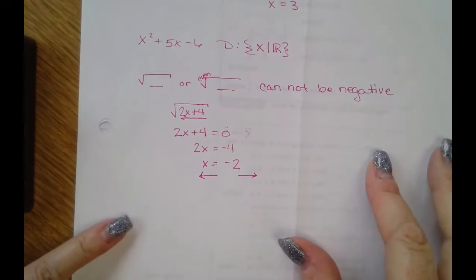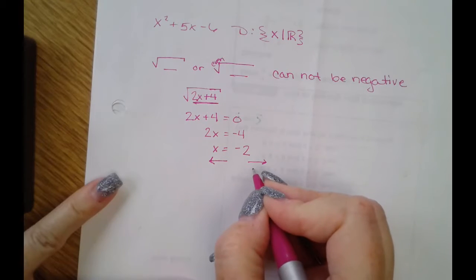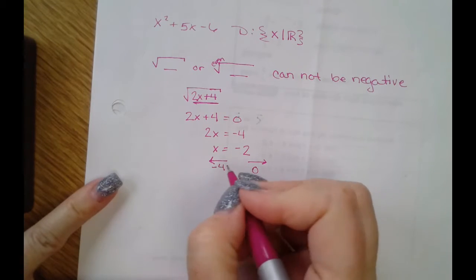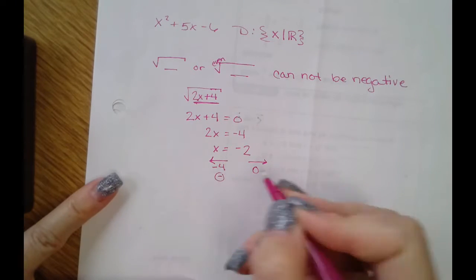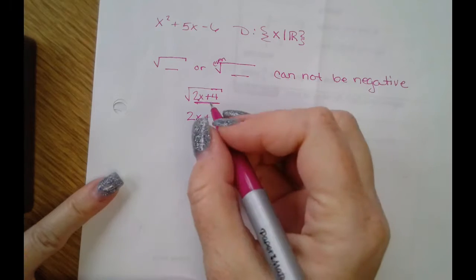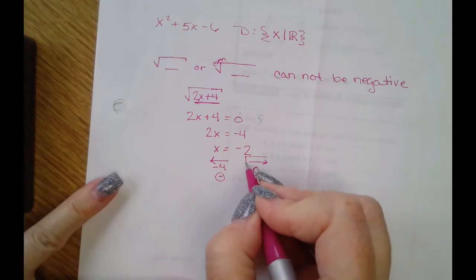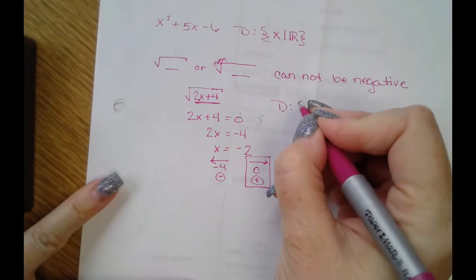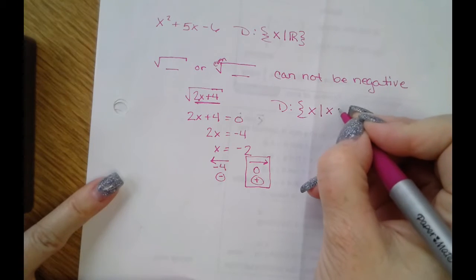I plug it right into the radicand. So a number greater than negative 2 is 0. And a number less than negative 2, let's go negative 4. So if I plug negative 4 into here, I get negative 8 plus 4, which is a negative number. All I care about is it's negative. When I plug 0 in here, I get 0 plus 4, which is positive. So it's going to be numbers greater than negative 2. So my domain is going to be x such that x is greater than or equal to negative 2.